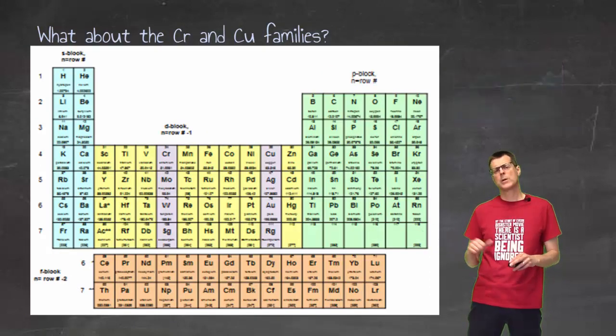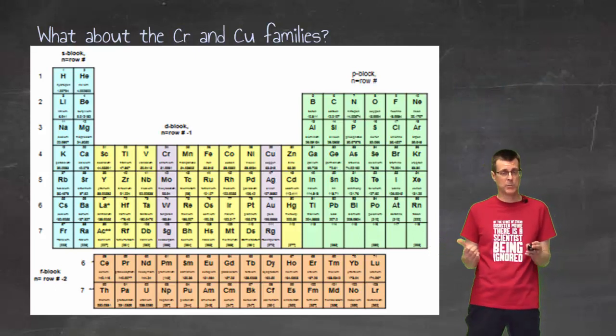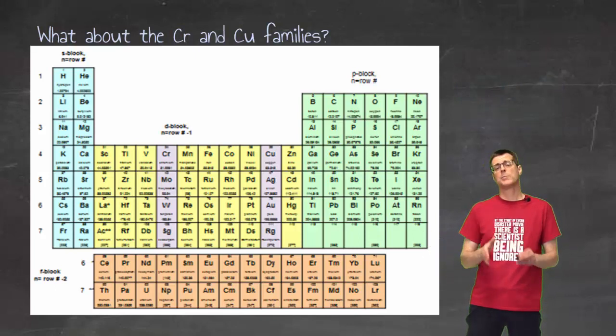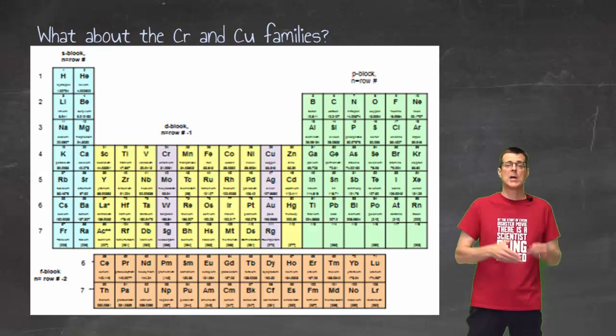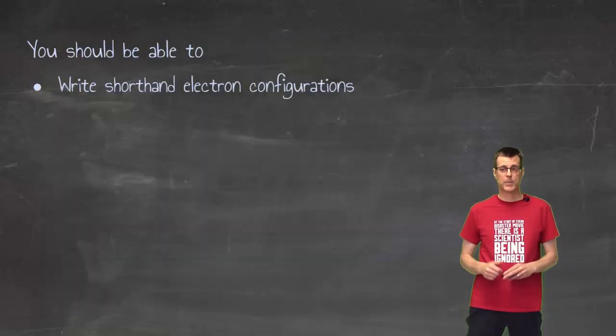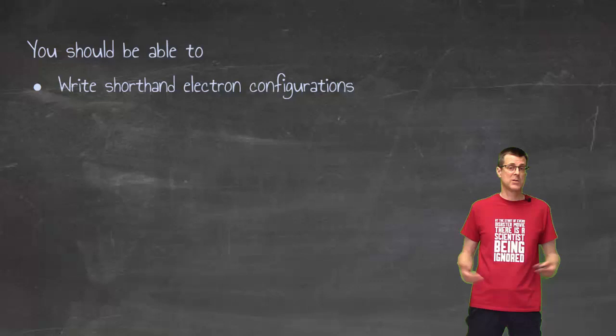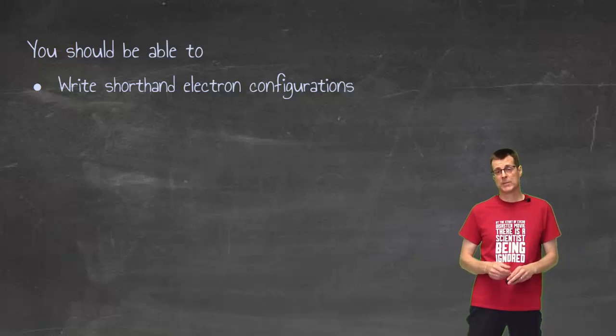Okay, earlier we identified the copper and the chromium families, and we're going to leave them for now. Okay, we've got enough to worry about. We'll come back to them another time. What we'll do to make sense out of what happens with them is we'll look at the orbital box diagrams and a couple of other things that we already know. Okay, so shorthand electron configurations, that's what it's all about, and we'll talk to you another time.